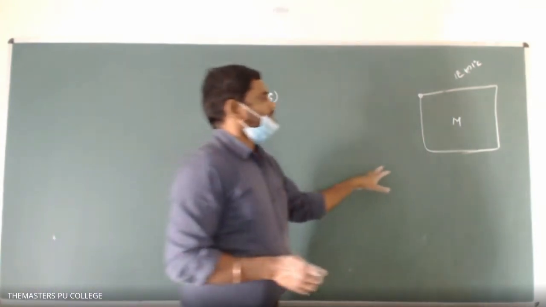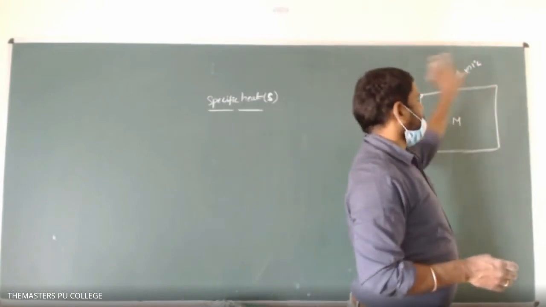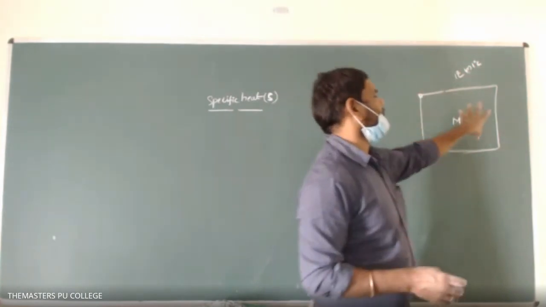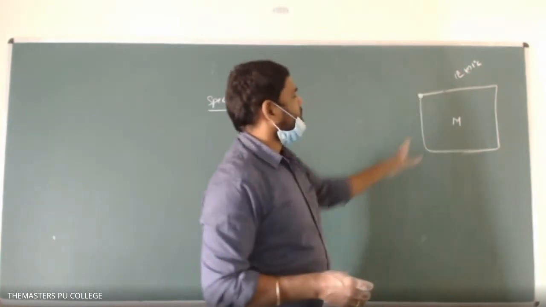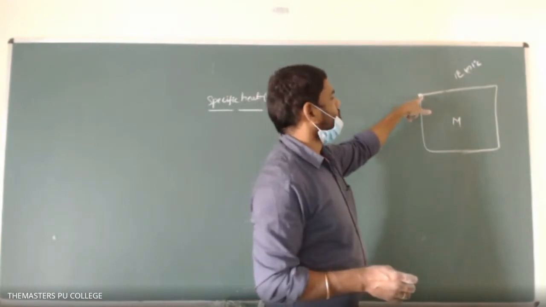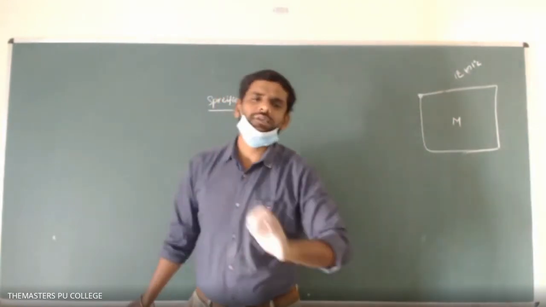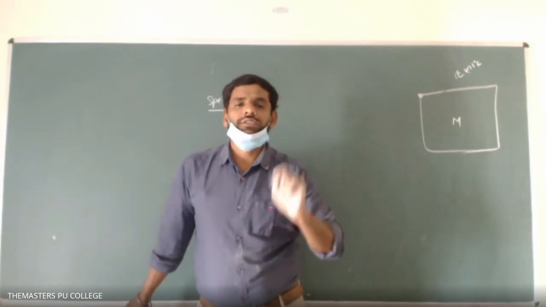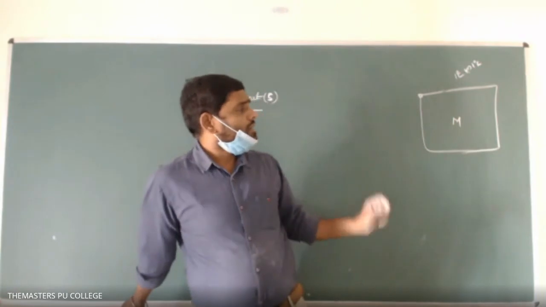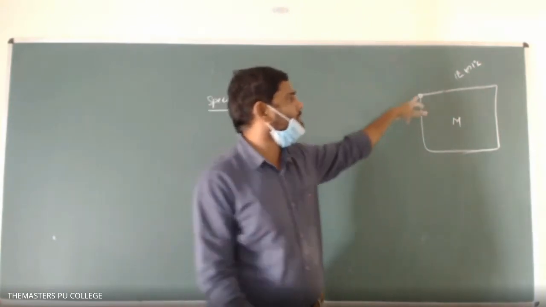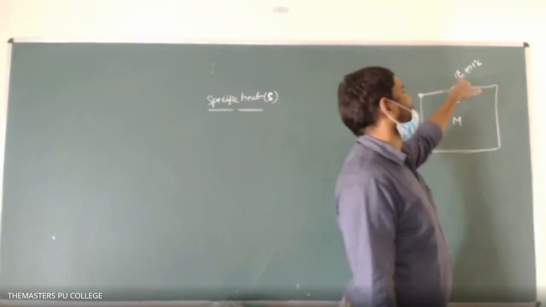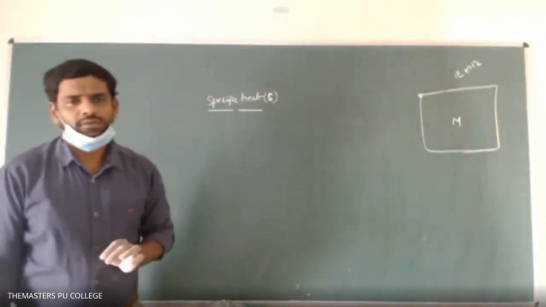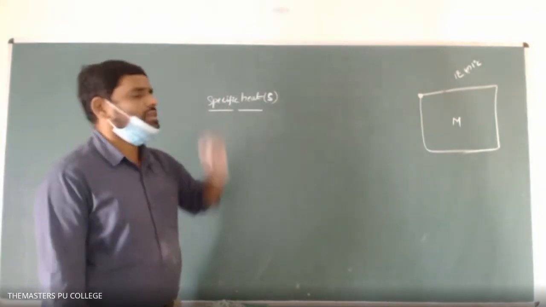Heat capacity means the heat required to raise this entire substance temperature by 1 degree Celsius, and specific heat means instead of the entire substance, the heat required to raise the temperature of unit mass of substance. Unit mass of substance means in CGS system 1 gram. In SI system unit mass means 1 kg. This is known as specific heat capacity, or simply specific heat.